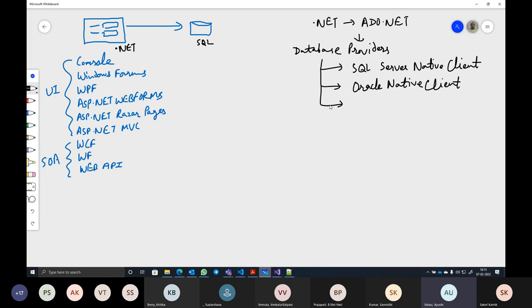Then we had another provider based on their old technology based on COM. So that provider was named as OLEDB provider. And then there is a universal provider for different types of platforms and technologies. That is Open Database Connectivity Provider, ODBC. Open Database Connectivity.